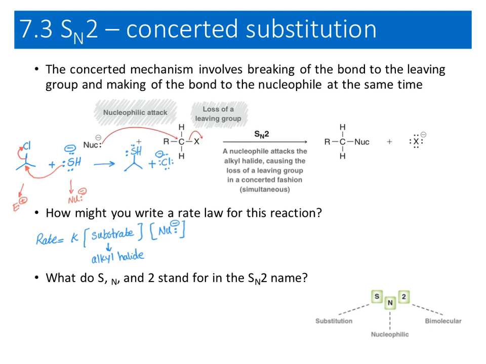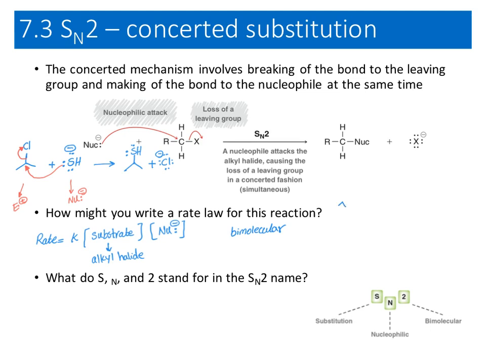So as I mentioned, the mechanism here is concerted and it involves both substrate and the nucleophile. So the reaction is bimolecular. Now if you look at the name of SN2, S means substitution, N is nucleophilic, and 2 is written there because it's bimolecular. We can also draw an energy diagram for the one-step process such as SN2 reaction.